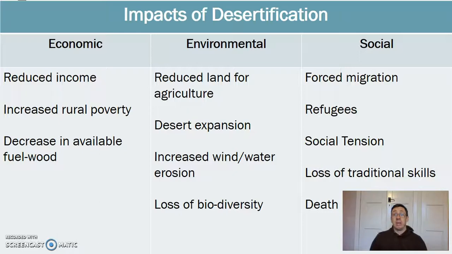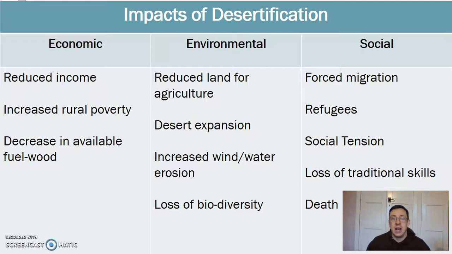So, what are the impacts of desertification? Why are we bothered about this? Now, as with everything, we split the impacts into economic, social, and environmental. Economically, we're reducing income and increasing the amounts of poverty in rural areas. The fuel wood that people depend on is being decreased as well.